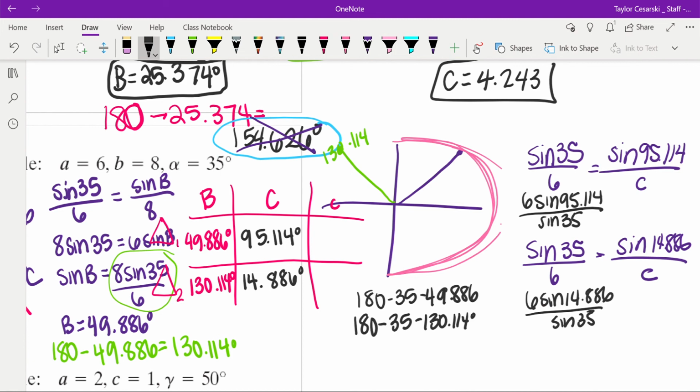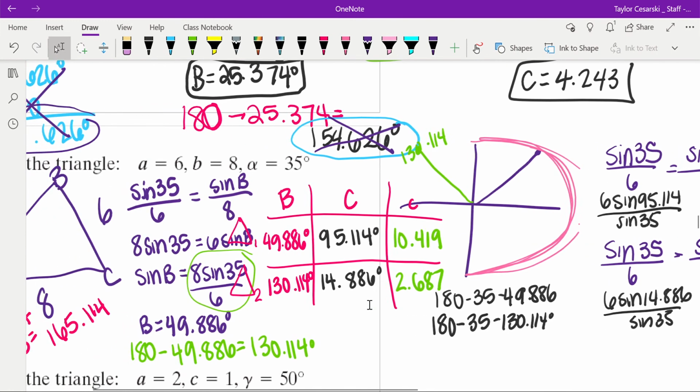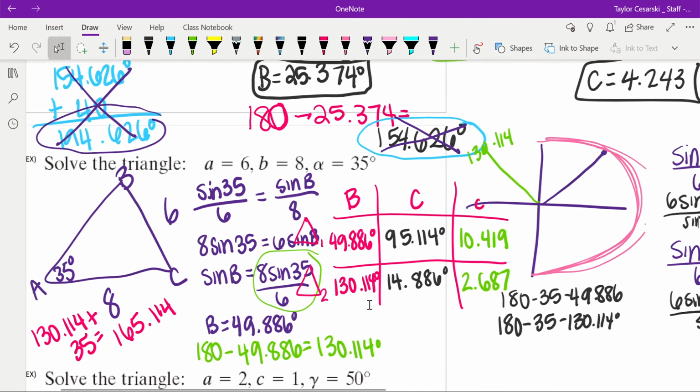Okay, and for the first row, when it's 95.114, C should be 10.419. And for the second row, it should be 2.687. And this should kind of make sense just by looking at it. Like when my angle C is smaller, my side's going to be smaller. My side across from it's going to be smaller. Okay?